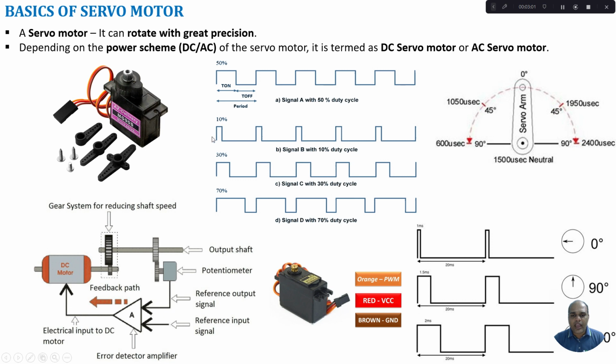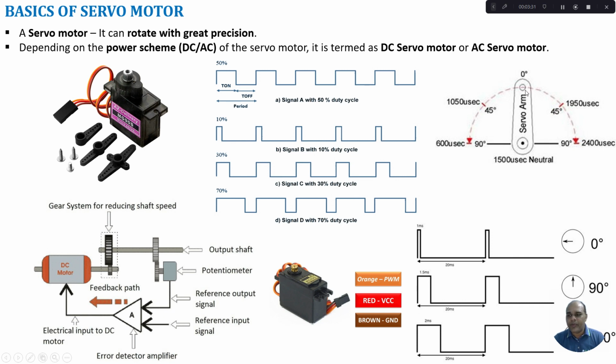We can also have, in a total time period, only 10% of the time on, and the remaining 90% off. So this is called a 10% duty cycle. In the third case, 30% on time and 70% off time. And in the fourth case, 70% on time, 30% off time. So by varying the on time of a square wave, I can change the shaft position.